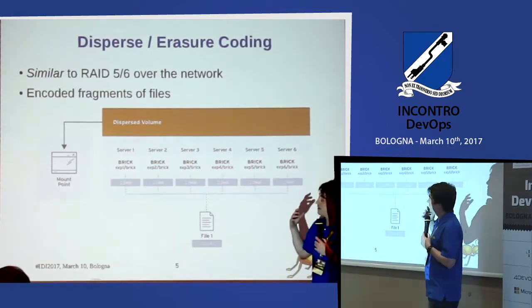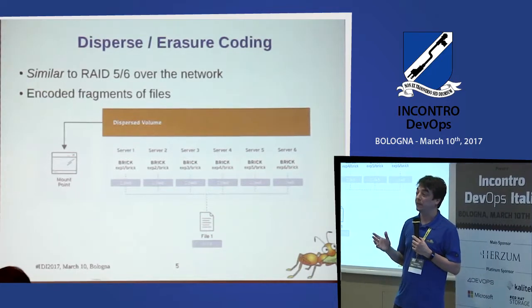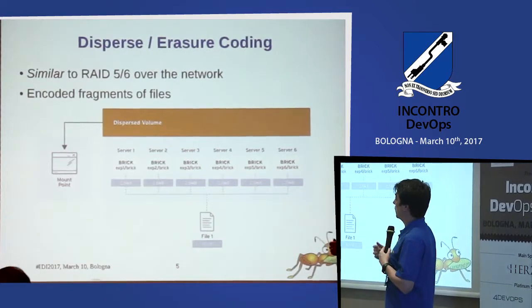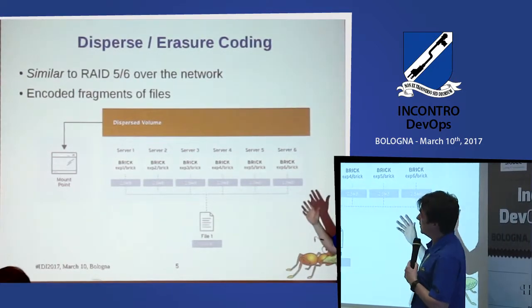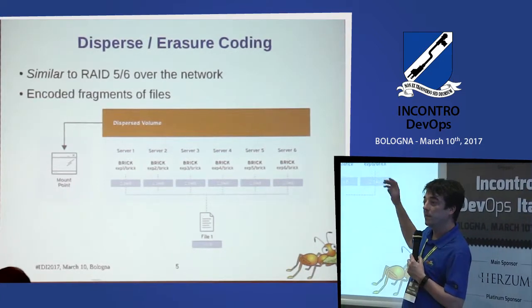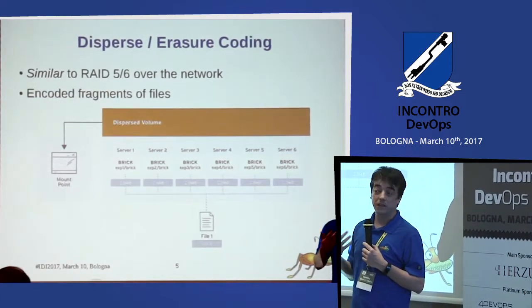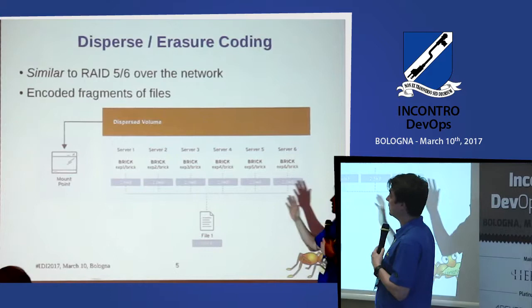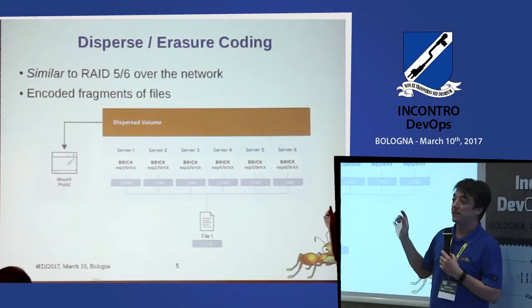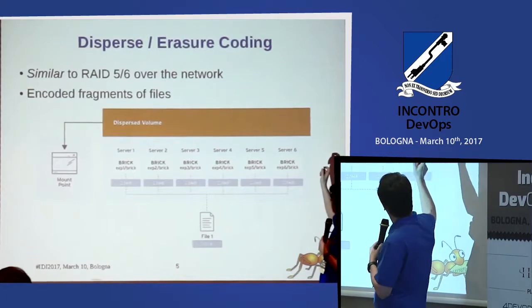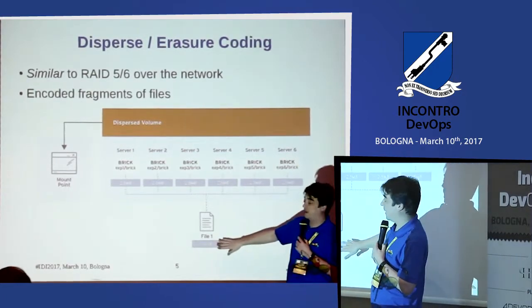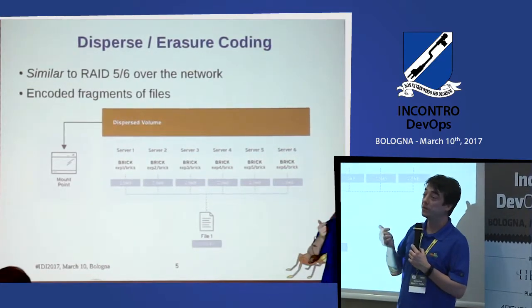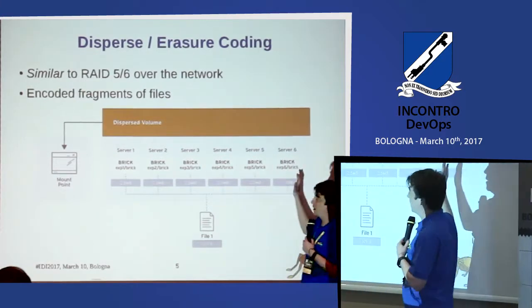Now, 2 or 3 copies of your data is rather expensive, right? You actually need 2 or 3 times the amount of storage that you want to provide to your users. For this, there is a dispersed volume. Dispersed is erasure coded, so it's very similar to a RAID 5 over the network. Every storage server that you see here has fragments, and if you write a file, for example, of 10 megabytes, the file gets split up in fragments. The fragments get encoded, and it gets split over all of these servers.